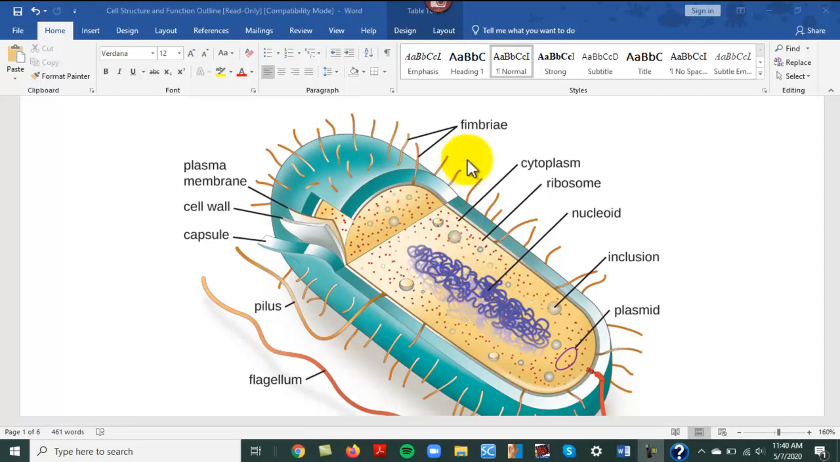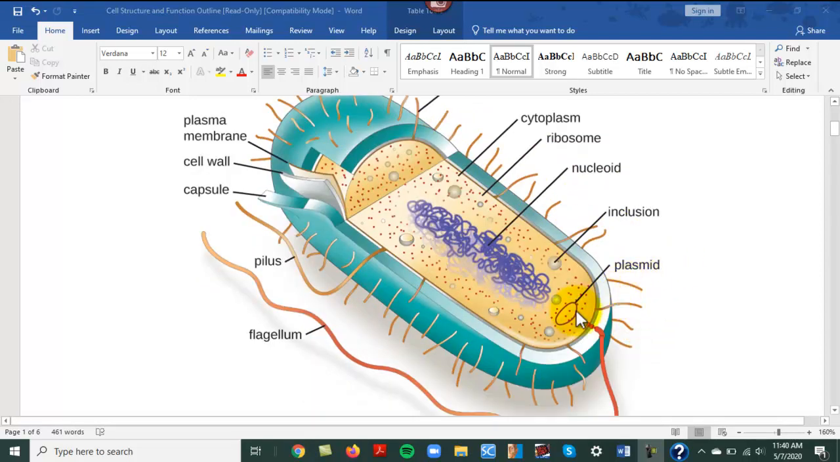Fimbriae are these little extensions that come off this way like this. Those are fimbriae. Plasmid, a little circular ring of DNA right here. Plasmids can carry luxury genes, extrachromosomal DNA, and a cell can use that if they're beneficial. We'll get to that later.